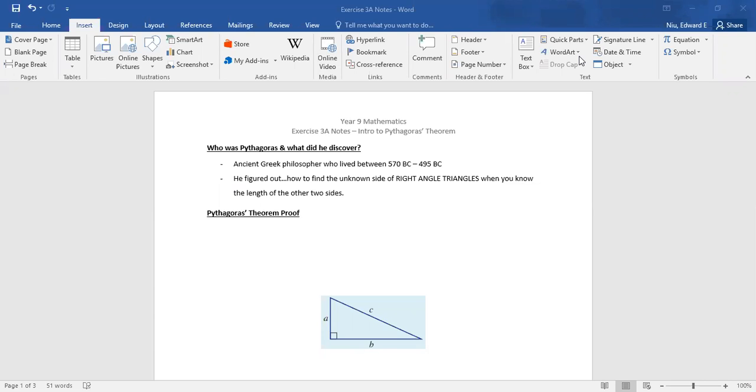Pythagoras theorem. We're going to take a look at exercise 3A now. So we're done with chapter 5, and the next part of the measurement topic is Pythagoras. I'm not sure if you've encountered this last year, but you should have.